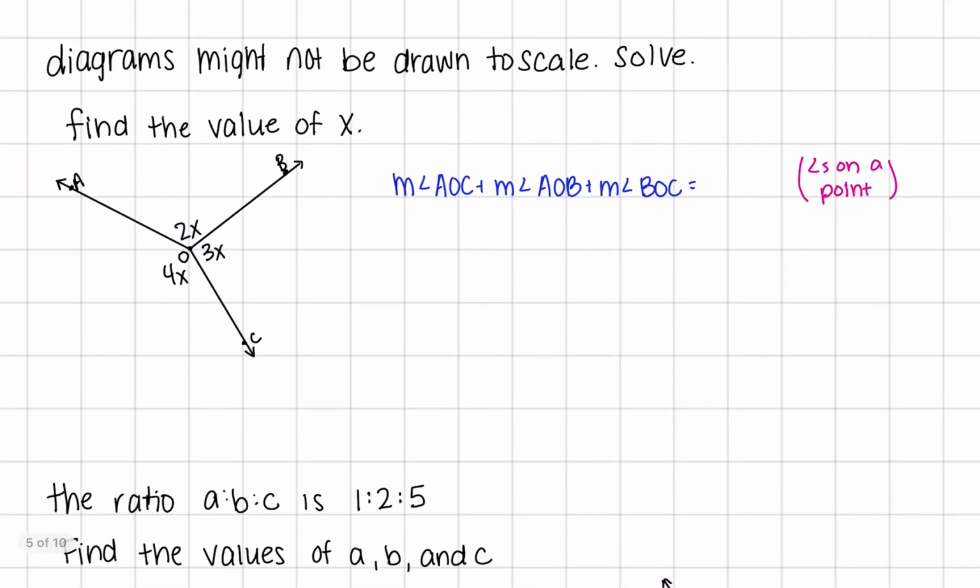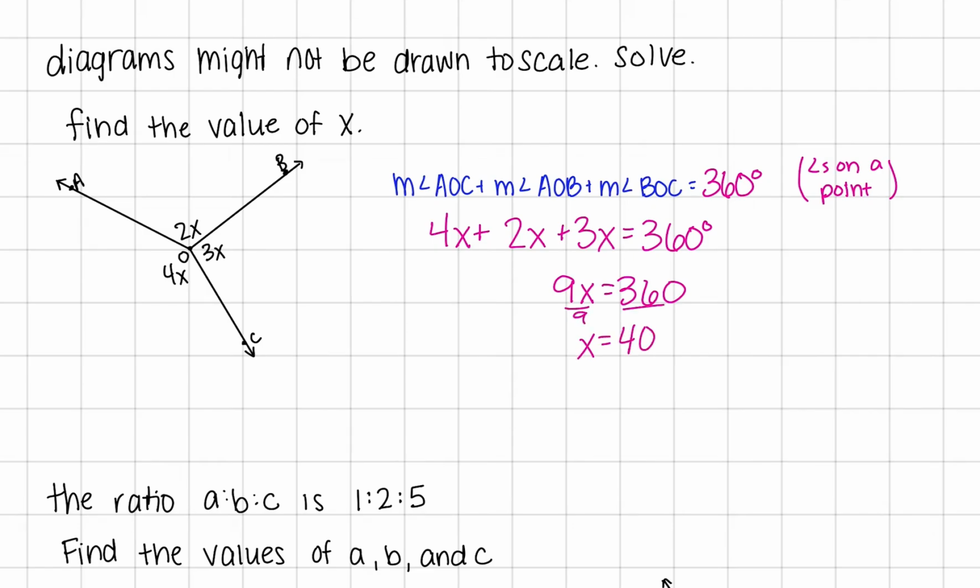All right. Again, the diagrams might not be drawn to scale. So find the value of X. Looking at this diagram, can you solve for X? Pause this video and come back and check your work. Okay, you should have noticed that these three angles are angles on a point, which add up to 360. All right, then we substitute in AOC is 4X plus AOB, which is 2X, and BOC, which is 3X. If you did it in a different order, that's okay. 4X plus 2X plus 3X is 9X. X equals 40. We're going to divide both sides by 9. And that's the value of X. All right.